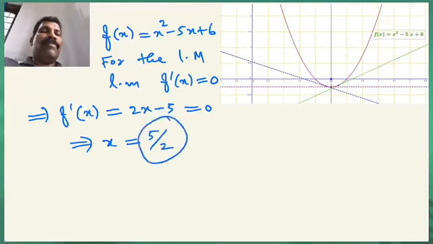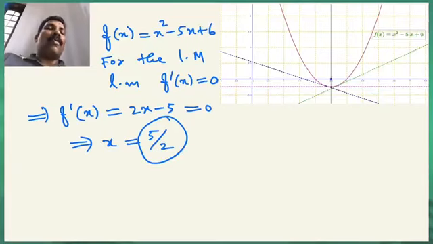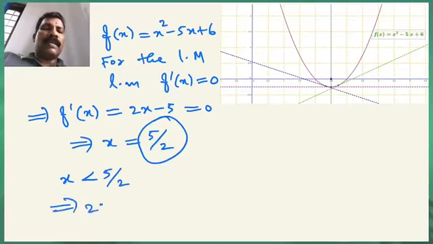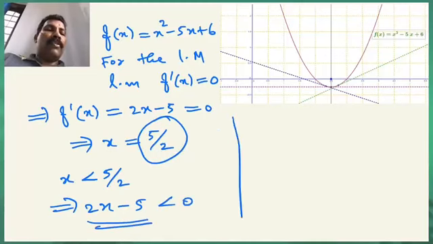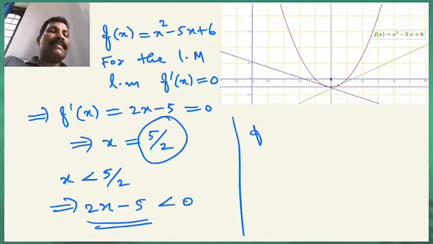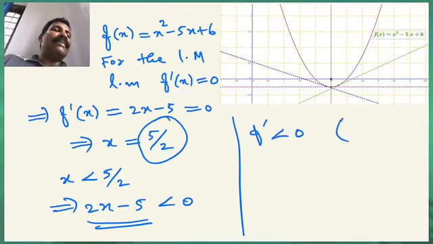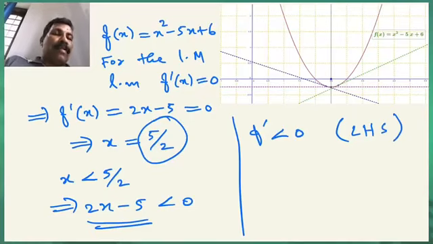Critical point means we have to check whether this point is a local maxima or local minima. That test we have to perform. For that, we consider the x value slightly less than 5 by 2, which implies 2x minus 5 is less than 0. What is 2x minus 5? 2x minus 5 is the derivative. So the derivative is less than 0, that is, the left hand side derivative is less than 0.